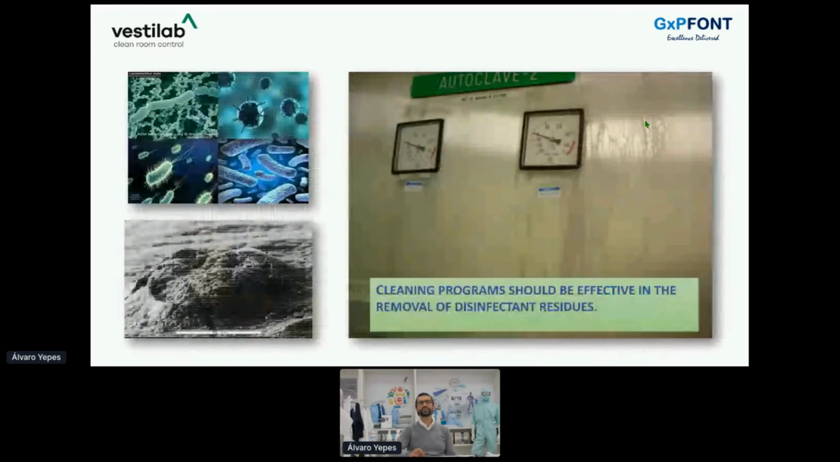If we don't address the residues, the microorganisms can be sheltered by the residues and interfere with the molecules that act as biocides. That is very important, both for the biocide, but especially for the milder disinfectant that is applied on a daily basis.